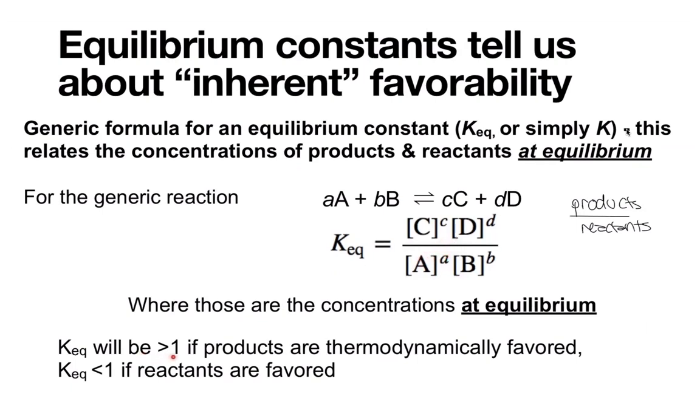This KEQ is going to be greater than 1 if the products are thermodynamically favorable. So if you have more products than reactants at equilibrium, your KEQ is going to be greater than 1. But if you have more reactants than products at equilibrium, that means your KEQ is going to be less than 1. So KEQ greater than 1, thermodynamically favored. KEQ less than 1, reactants are favored, so this is not thermodynamically favorable in the forward direction.